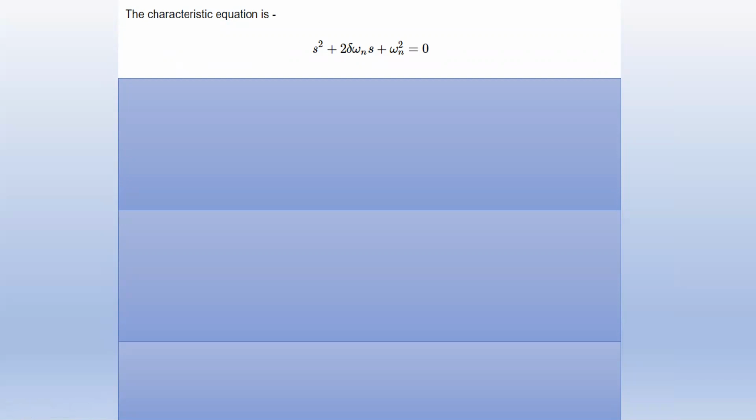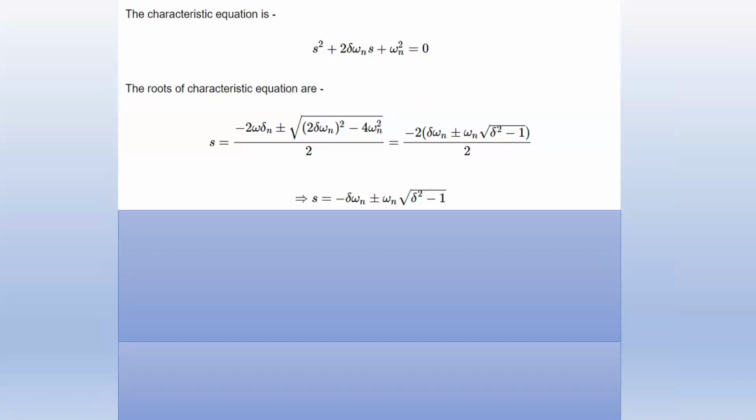If we solve the roots of this characteristic equation, the roots of this quadratic polynomial, then we have the closed loop poles of this system. How can we find the roots of this quadratic equation? You have the quadratic equation roots formula. By applying that and by applying the discriminant, we can have different conditions.